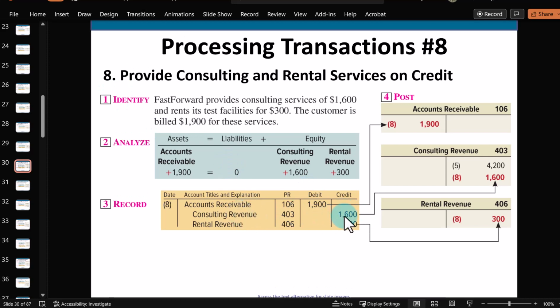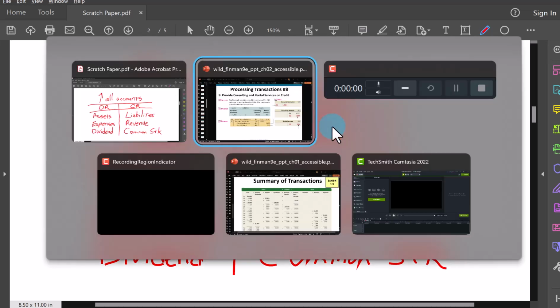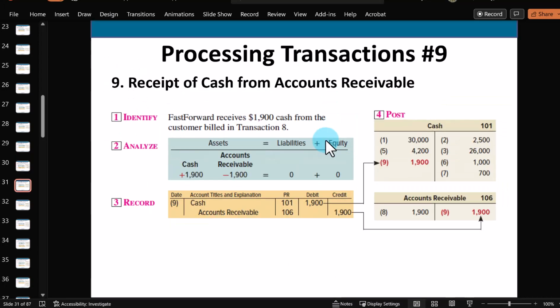So a customer doesn't owe us this $1,900 of receivables anymore. So reducing the accounts receivable asset, you got a credit. Again, the rule here is everything increasing is recorded the normal way. I'm decreasing that accounts receivable asset, so I got to credit accounts receivable. Okay.